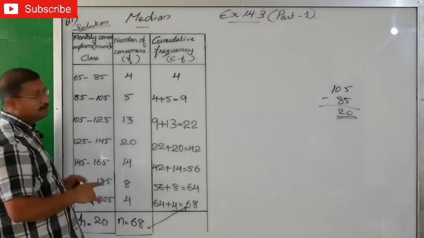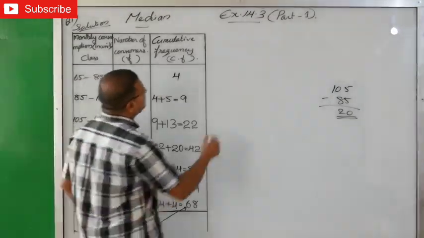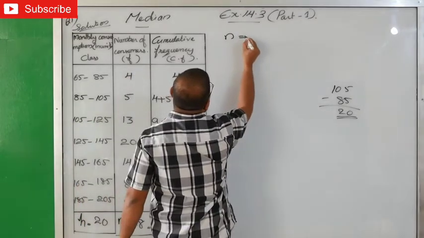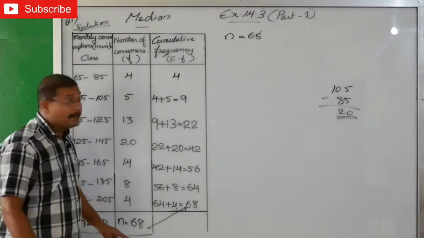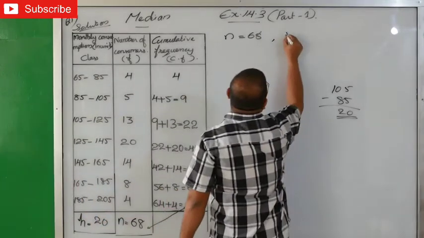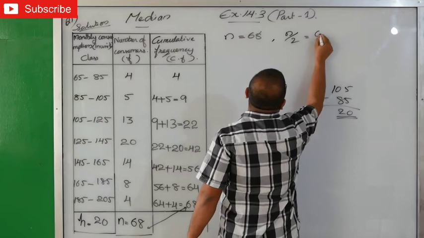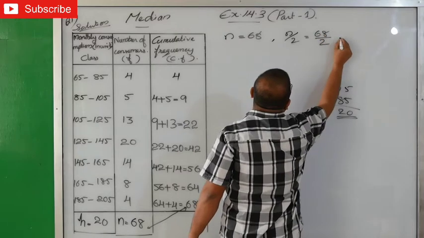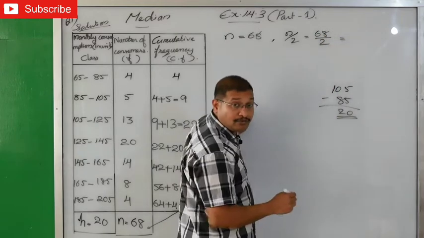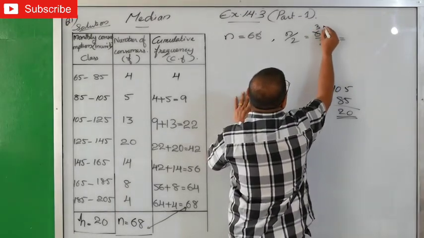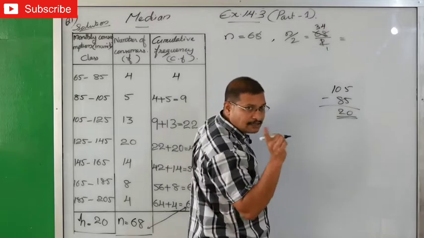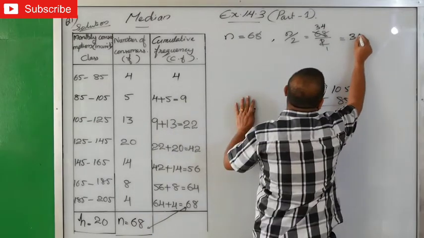Now what will you do? We will write N equals 68. We got it here, isn't it? Now we will take N by 2. N by 2 equals 68 by 2. We will cancel by 2. 2 ones are 2, 2 threes are 6, 2 fours are 8. So we got 34.